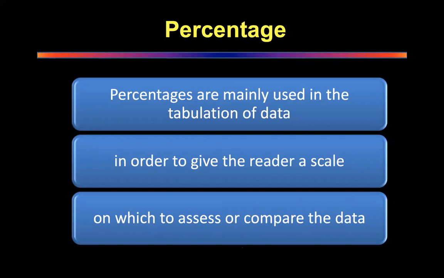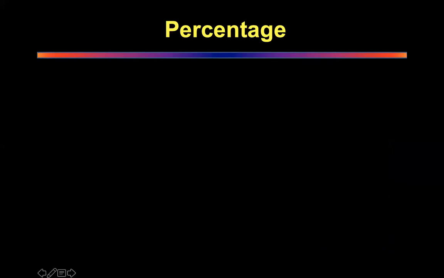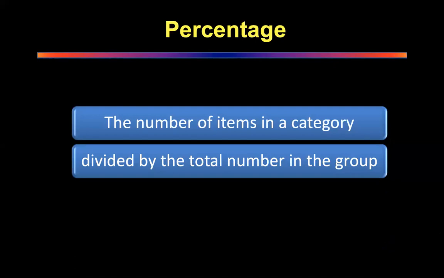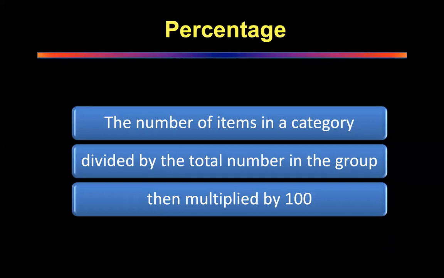If A is a higher percentage and B is a lower percentage, percentages give you a feel in the tabulation of data to understand how important one data is as opposed to the other. So this is the understanding of percentage in statistics. It's the number of items in a category divided by the total number in the group, multiplied by 100. This is easy. Everybody can understand this. We do it every day in our life.